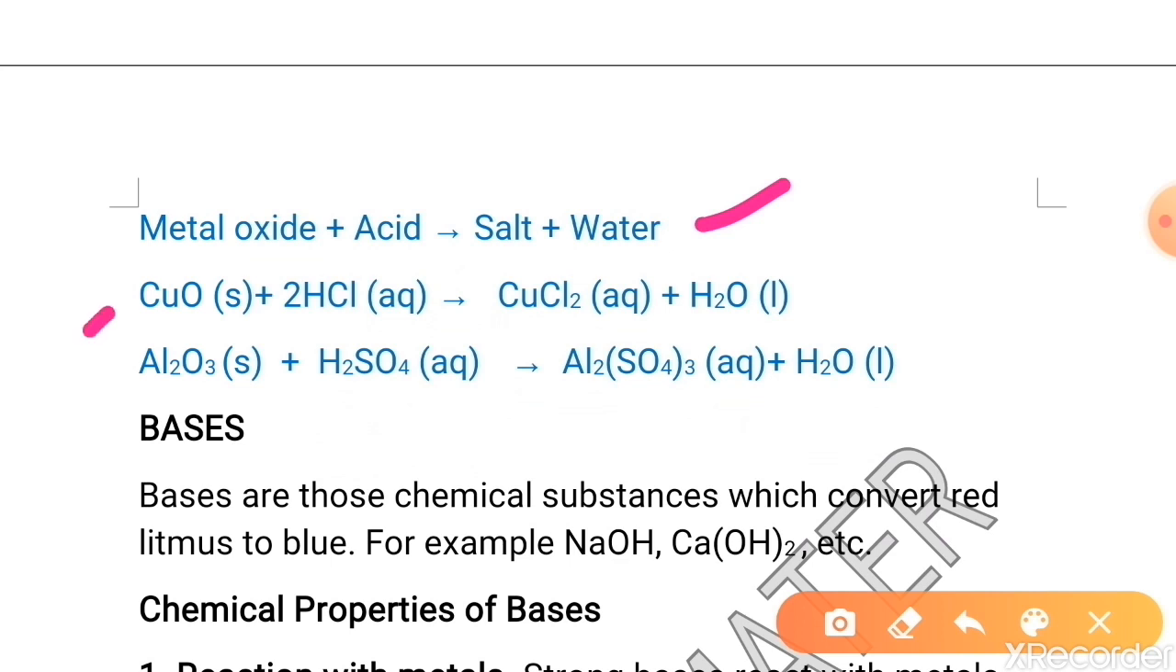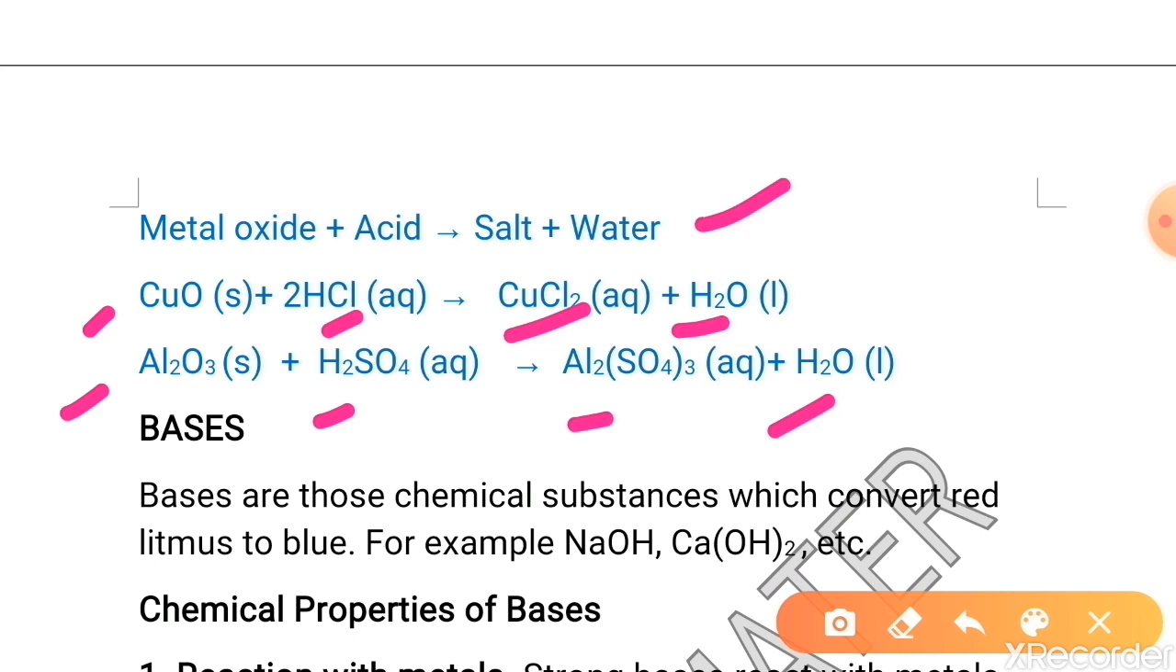When copper oxide reacts with HCl, which is in dilute form, that is why aq, aqueous, has been written here, it will form copper chloride along with formation of water. Next one is of aluminium oxide. When aluminium oxide reacts with an acid, here sulfuric acid, it will form aluminium sulfate and water.